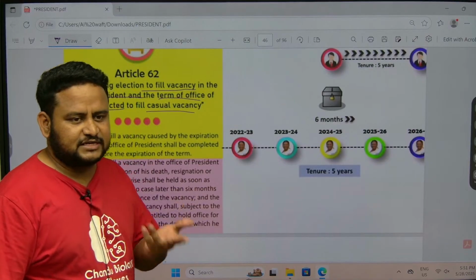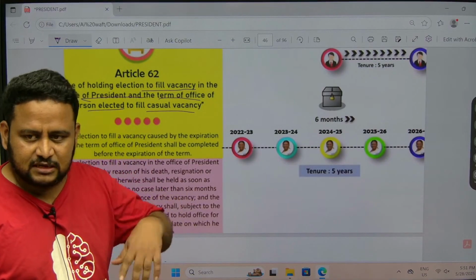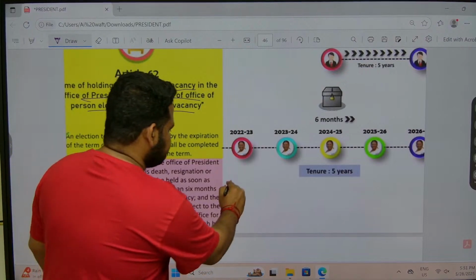So what are all the ways vacancy can arise? One is expiry of the term. Vacancy can arise of what?